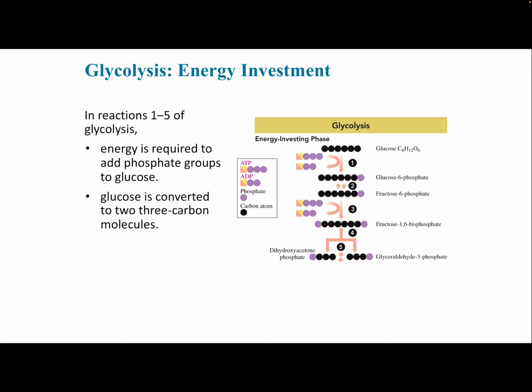Now, there are some classifications of the reactions. There are 10 reactions. In the first 5 reactions, we have to put energy in. Our molecules aren't ready to enter into glycolysis and to give us energy, so we have to prep them a little bit. So energy is first required, in the form of adding phosphate groups.